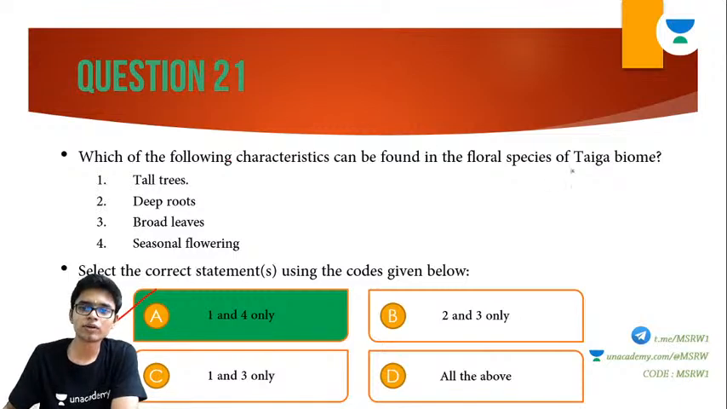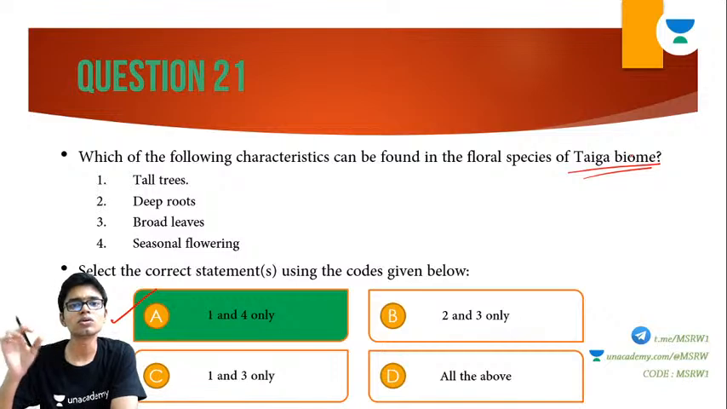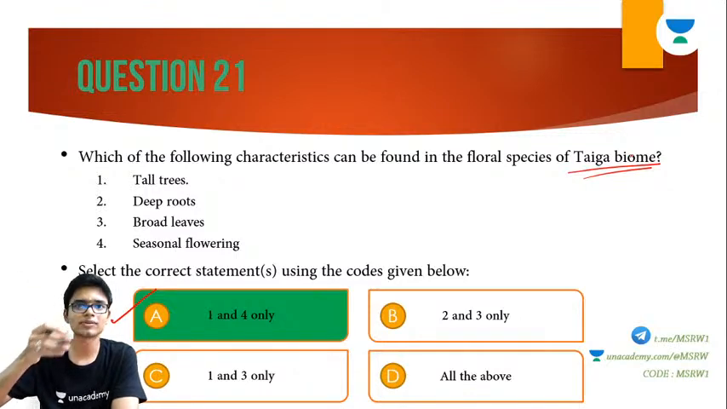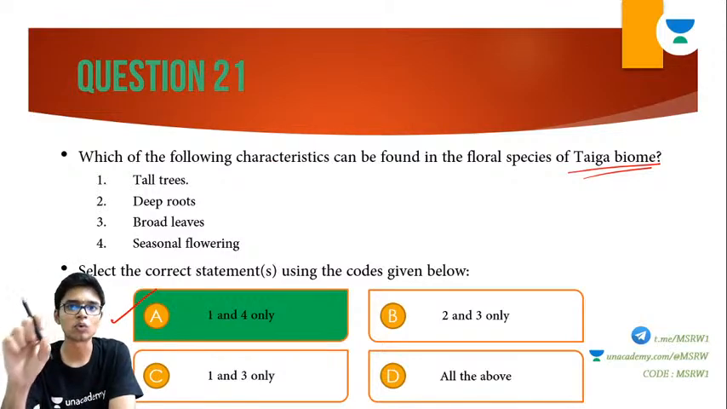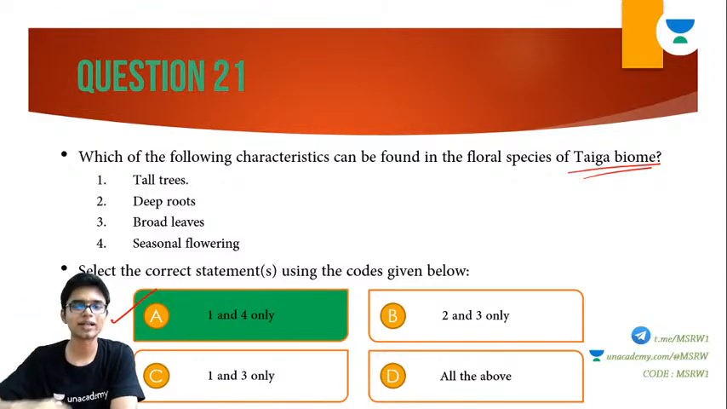Okay, so I am talking about the taiga biome. The taiga biome is basically adjacent to the tundra. Tundra is the polar kind of climate. Then after the tundra comes the taiga. In the taiga, we have permafrost. The top soil is very narrow, and underneath it is completely permafrost. So tall trees are there. Most of the trees in the taiga biome are extremely tall. But deep roots, wrong. Why?